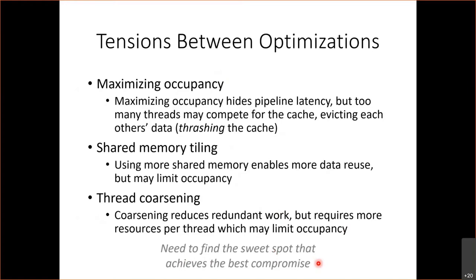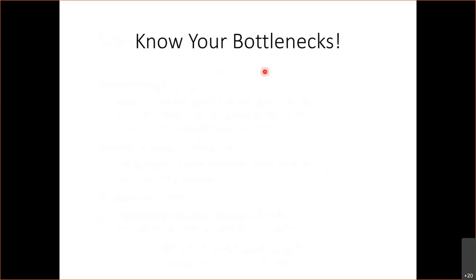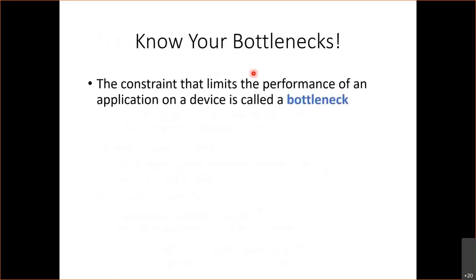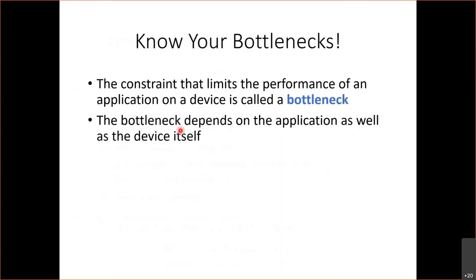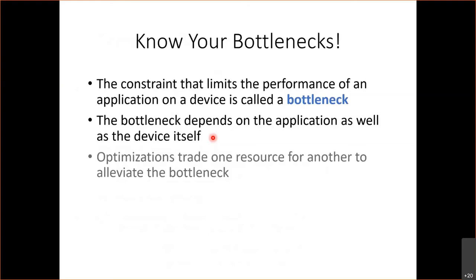And also, it's important for you to know what your bottleneck is, because you don't want to optimize for the wrong thing. The constraint that limits the performance of the application is called a bottleneck. And the bottleneck depends on the application as well as the device. Sometimes what might be limiting your application is the data reuse, so the memory bandwidth. Sometimes what might limit your performance is output contention. Sometimes it is occupancy. Sometimes it is control divergence. If control divergence is what's limiting your performance, then you don't want to apply shared memory tiling because you're tackling the wrong bottleneck. If your performance is limited by control divergence, you want to try to minimize the divergence. So when we apply optimizations, we trade one resource for another to alleviate the bottleneck.